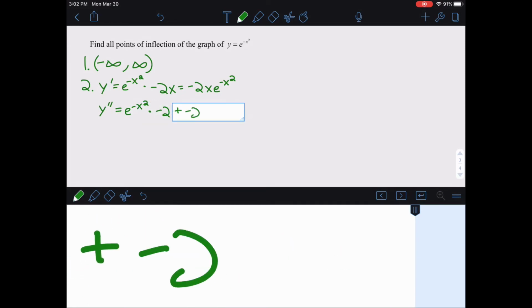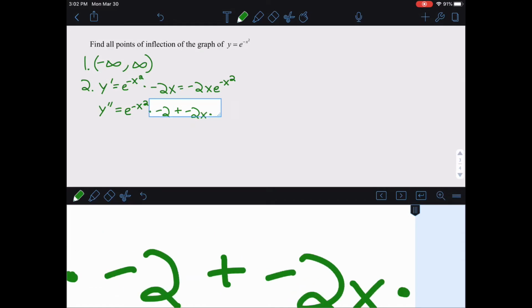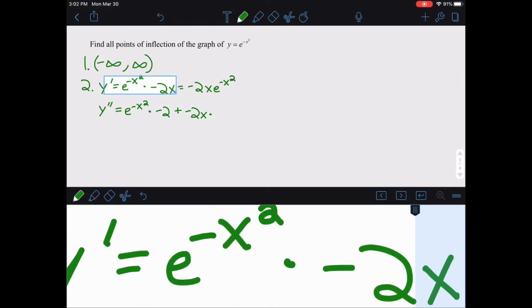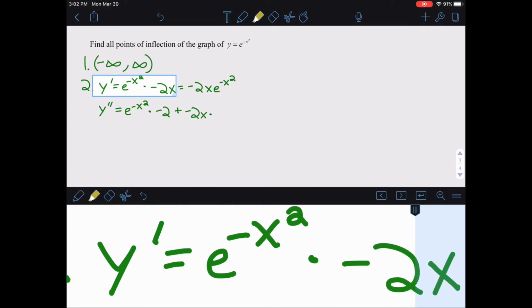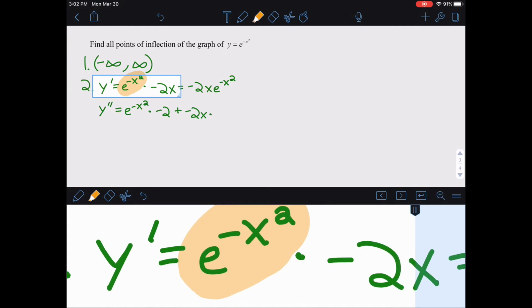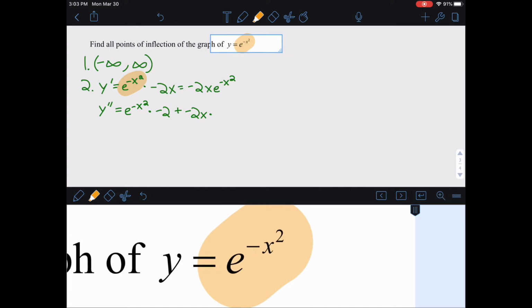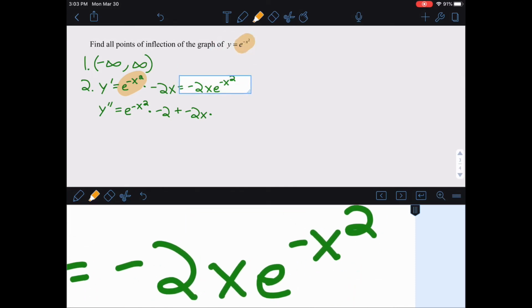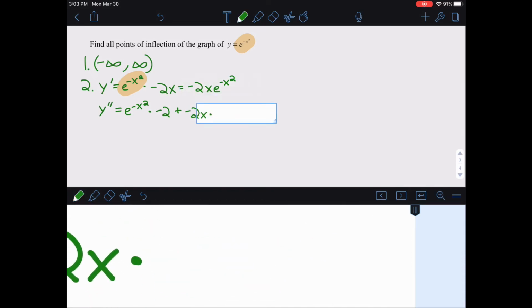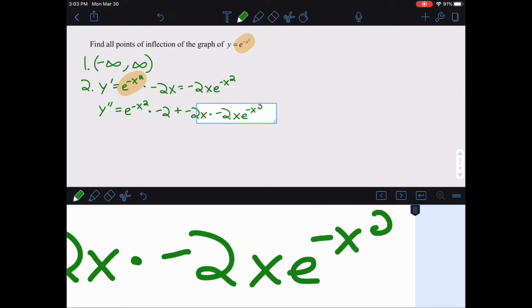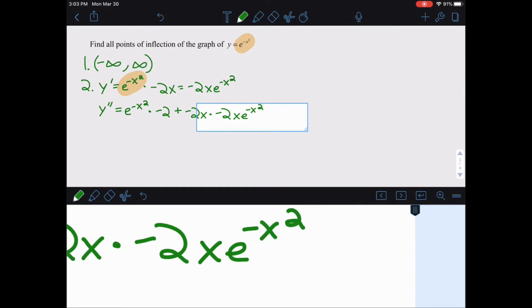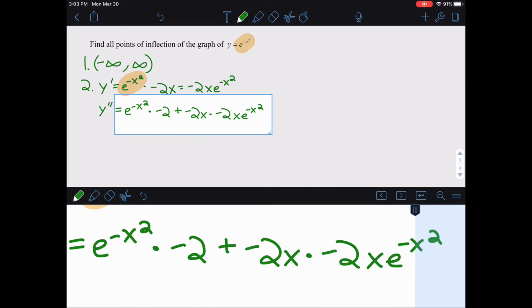plus, now I'm going to go negative 2x times, and now here's the thing, right? What's the derivative of e to the negative x squared? I'm trying to take the derivative of this part of y prime. Well, that part is the same as the original, right? So what was the derivative of y? Well, we already figured it out. It was negative 2x times e to the negative x squared. So I'm just going to write that down again. So this is kind of a weird product rule, but this is the second derivative.